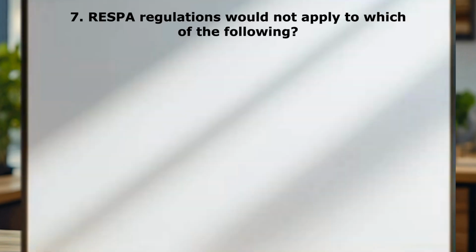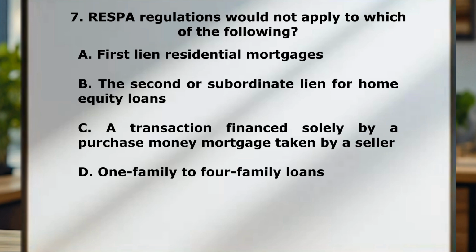Question number 7. RESPA regulations would not apply to which of the following? A. First lien residential mortgages. B. The second or subordinate lien for home equity loans. C. A transaction financed solely by a purchase money mortgage taken by a seller. D. 1 family to 4 family loans. Correct answer here is C.